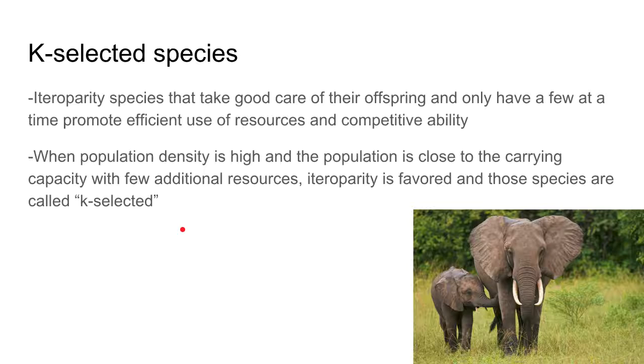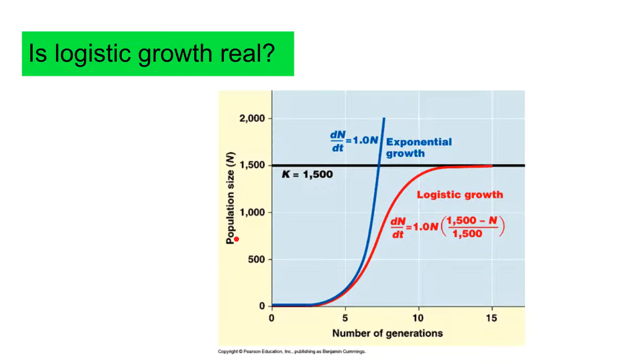We can also have K-selected species. They take good care of their offspring. They operate close to K, carrying capacity. So they are favored when it's real close to carrying capacity, and they typically have more stable populations. Their fluctuation in their populations is much less.